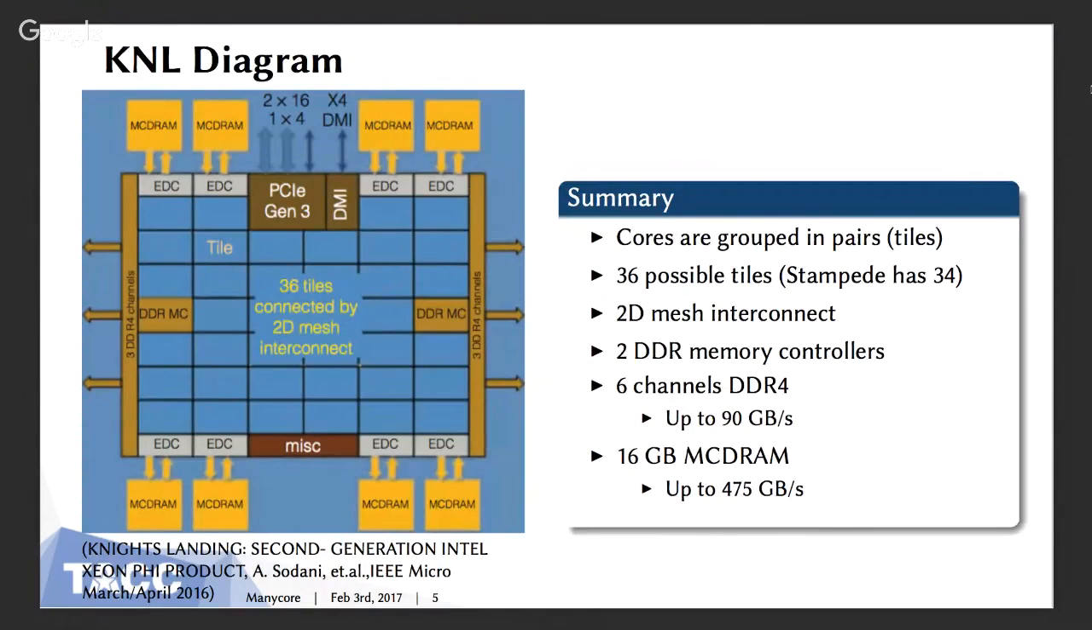This is just the schematic of the processor. As I said, the cores are grouped into tiles. 36 possible tiles. Stampede only has 34. 2D mesh interconnect. So you can see in this diagram, the blue squares are the tiles. There's 6 channels to DDR4, which are these orange arrows going out to the left and the right of the processor. And then 16 gigabytes of MCDRAM that are spread out around the chip in these yellow squares. Each MCDRAM chip has EDC attached to it. That's the controller for the memory that's in there. And each of the 3 channels for the DDR has its own memory controller.